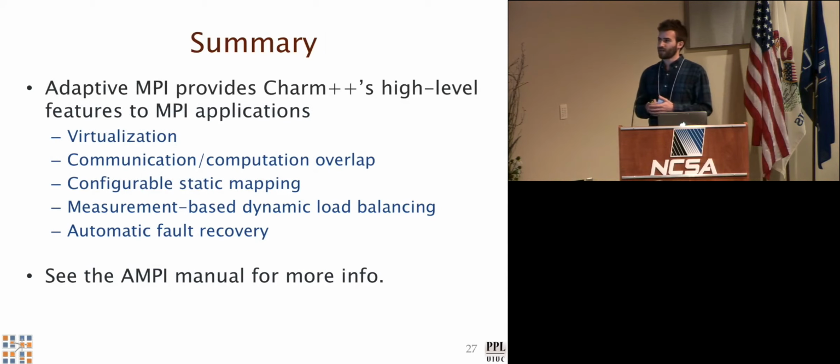So in summary, AMPI can provide the high-level features of Charm++, such as overdecomposition and load balancing. But it can still allow users to take codes that are already written in MPI and run them on this runtime. So there's a lot of information in the AMPI manual if people are interested in learning more, and we're always looking for new applications too.